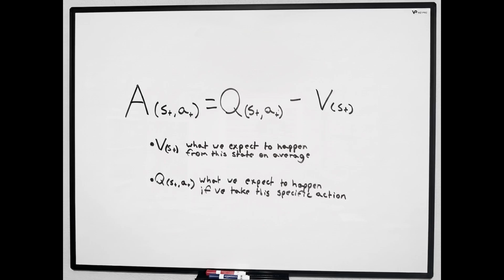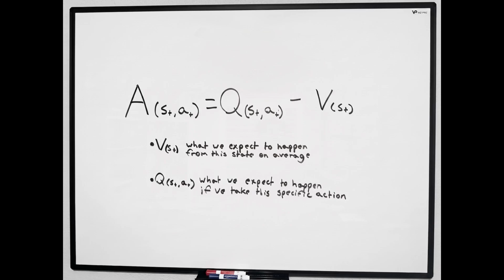Q of S sub t, A sub t is similar, but now we include the action. It means from this state, if we take this action, how much future reward do we expect to get? So the advantage is just the difference between those two. It tells us whether this action that the policy decided to take was better or worse than the average action we expected given that specific state.